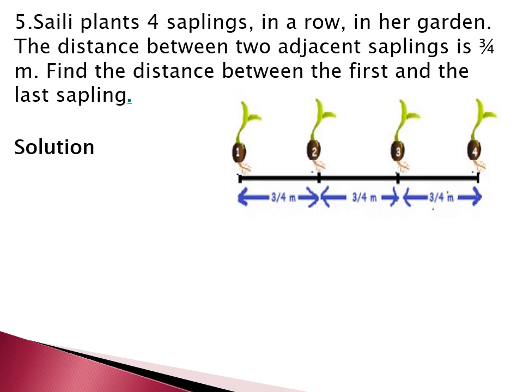What is the distance between first and second? It is 3 by 4 meter. Again second and third, again 3 by 4 meter. Third and fourth, it is again 3 by 4 meter. So how many times is 3 by 4 coming in between 1 and 4?